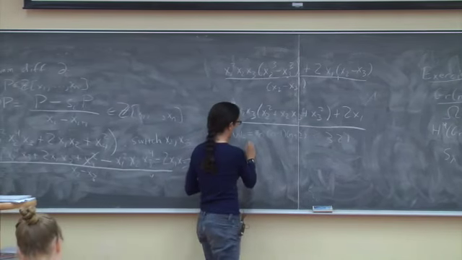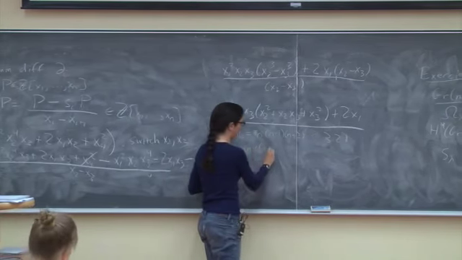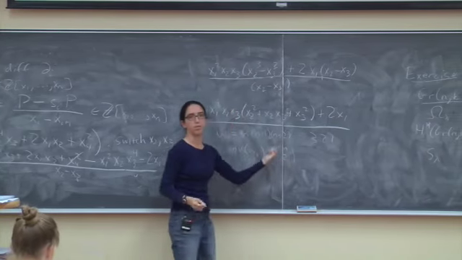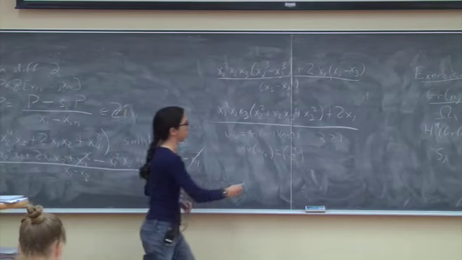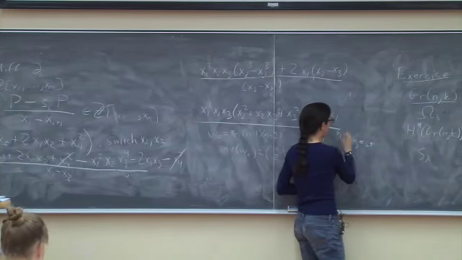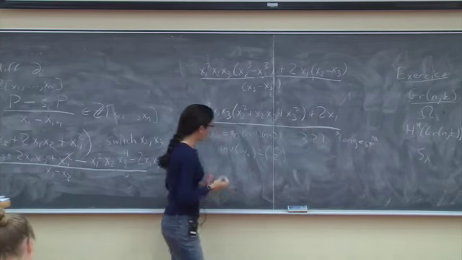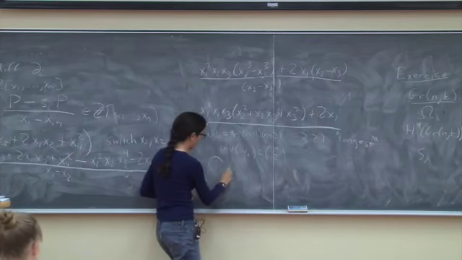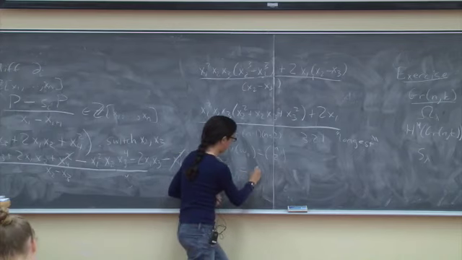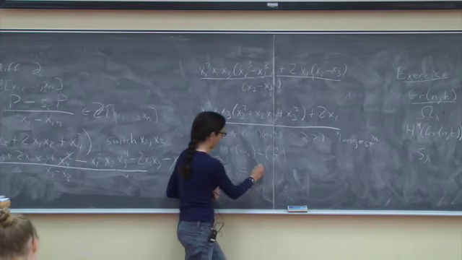So inv of W naught, or length of W naught, is n choose 2, which is the largest possible inv, right? So this is called the longest permutation.